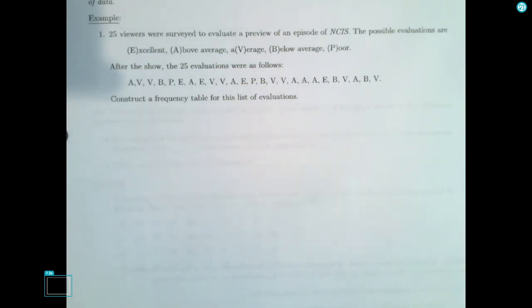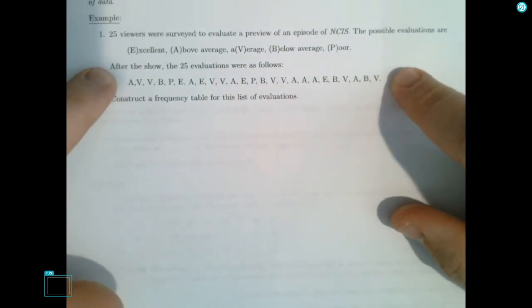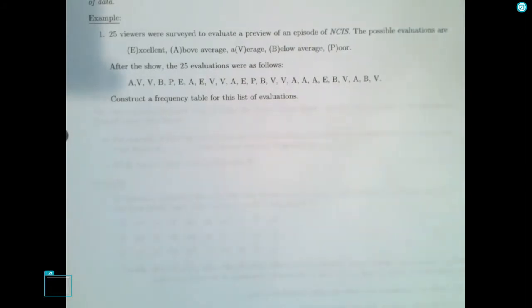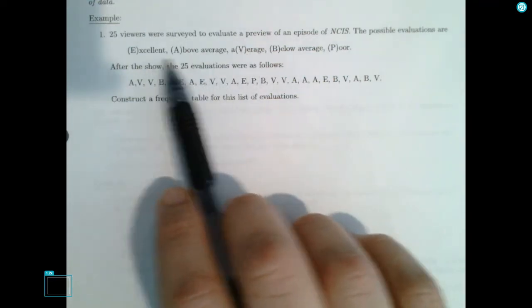we call that just the raw data. You haven't tried to organize it or summarize it in any way. It's just the raw data. So let's take that raw data and construct a frequency table for it. The frequency table is going to list the categories. In this case, the categories are the ratings, right?